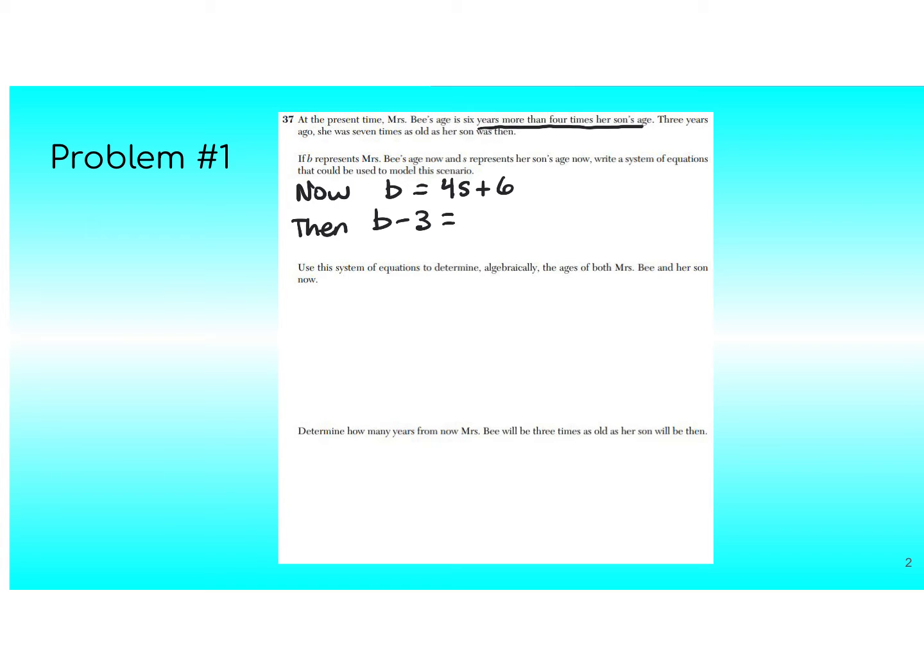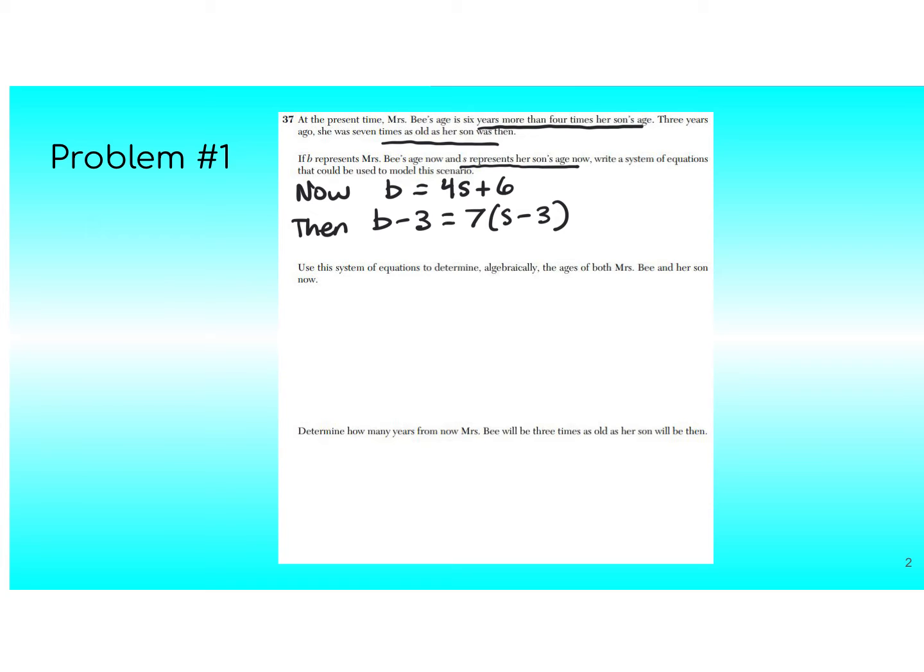And it says she was 7 times as old as her son was then. Well, S represents her son's age now. So her son is S minus 3 then. And she's 7 times as much as that. So I need to leave room for that. 7 times as much as her son was then. So those are 2 systems of equations.